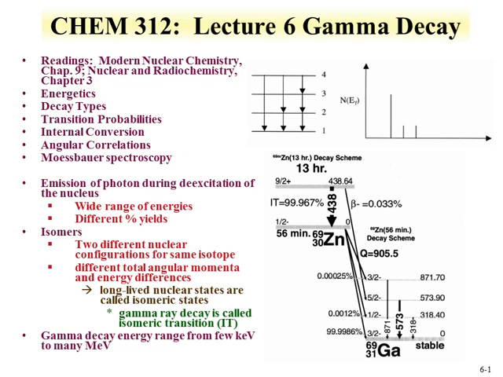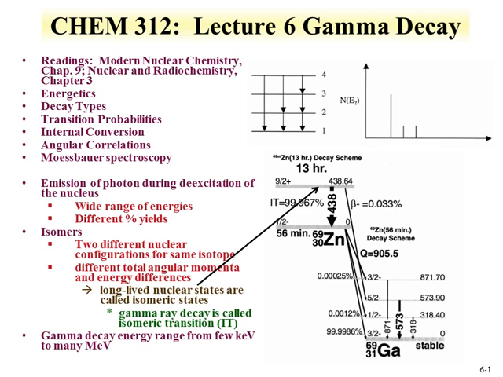In gamma decay, we have an emission of a photon that de-excites the nucleus. There's a wide range of energies. These represent the excited states within the nucleus, and there are different yields. As we already said, some of these yields vary with the spin and parity of the excited state to the ground state. We'll also talk about isomers, so different configurations of the same isotope.